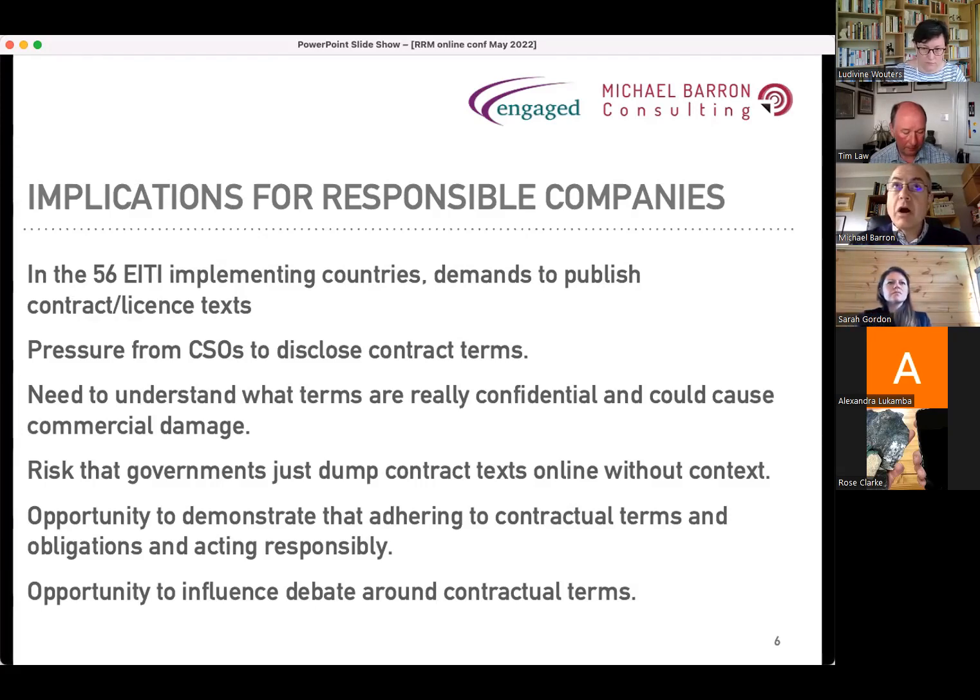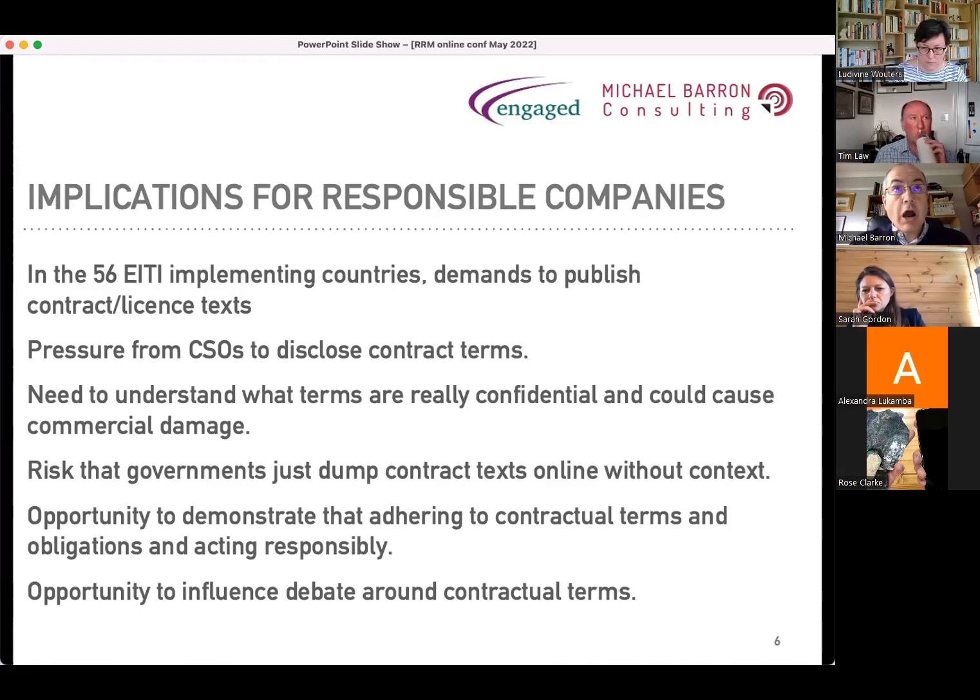Now, one of the reactions to this, or one of the pushbacks on contract transparency, both from governments and some companies, is that you can't publish contracts because it would cause commercial damage. The terms are commercially confidential. In many countries, or in many contracts, there are obviously confidentiality provisions which prevent the disclosure of information under the contract. There may also be laws in place, and we've come across, even in countries which have Freedom of Information Acts, commercial information is often carved out as an exemption to Freedom of Information requests.